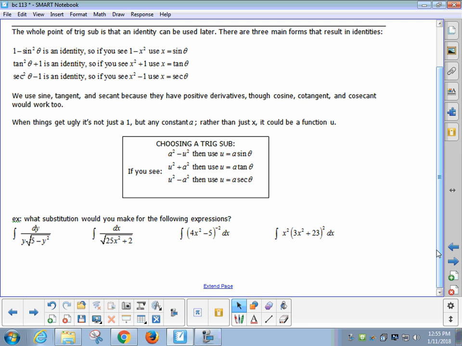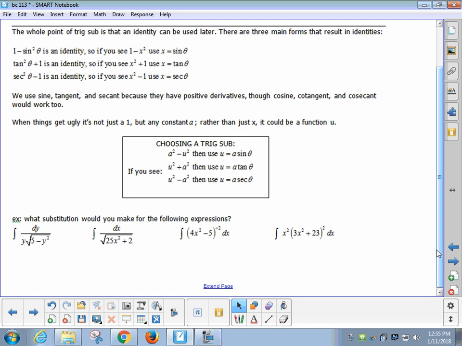Side note, cosine, cotangent, and cosecant could be used, and the only reason that we don't use them is because of the negative derivative. But they have the same basic ideas. There's still identities there. Just about everybody just uses sine, tangent, and secant as the main substitutions. All right?